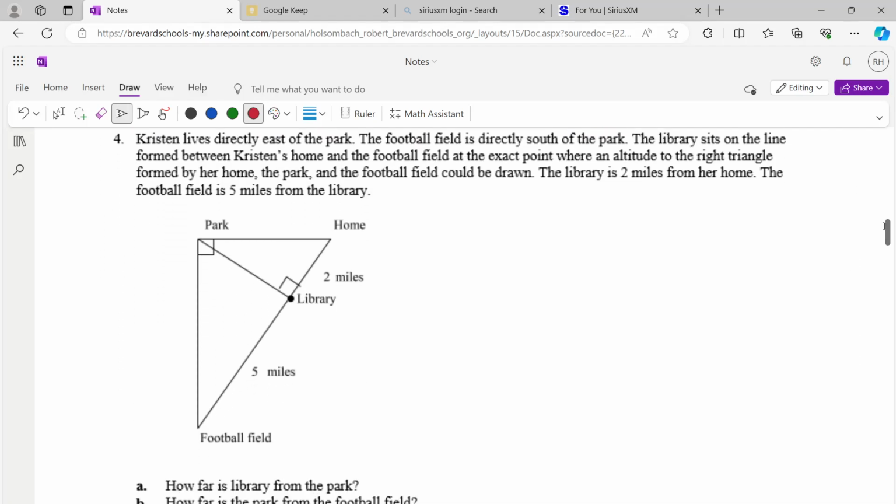All right, problem number 4. Kristen lives directly east of the park. Football field is directly south of the park. All right, so home, this is where Kristen lives.